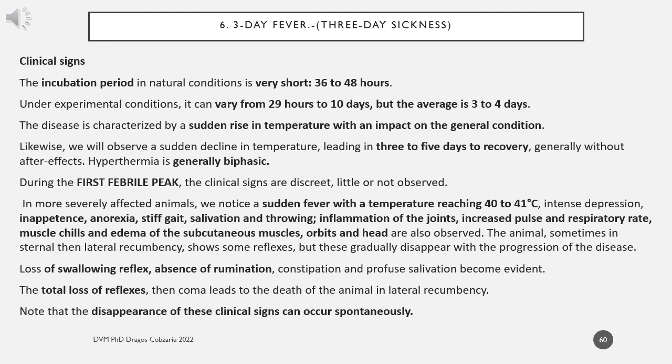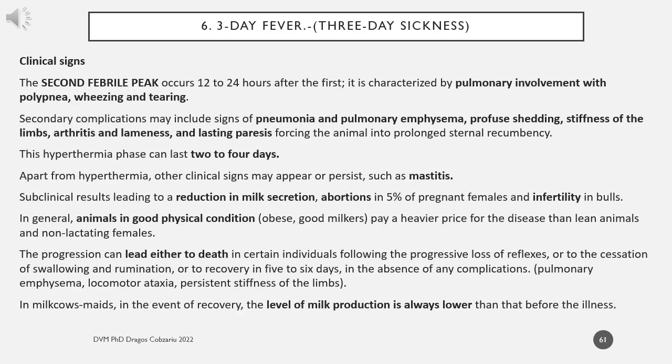Note that the disappearance of these clinical signs can occur spontaneously. The second febrile peak occurs 12 to 24 hours after the first. It is characterized by pulmonary involvement with polypnea, wheezing and tearing. Secondary complications may include signs of pneumonia and pulmonary emphysema, profuse shedding, stiffness of the limbs, arthritis and lameness, and lasting paresis forcing the animal into prolonged sternal recumbency. This fever phase can last 2 to 4 days.